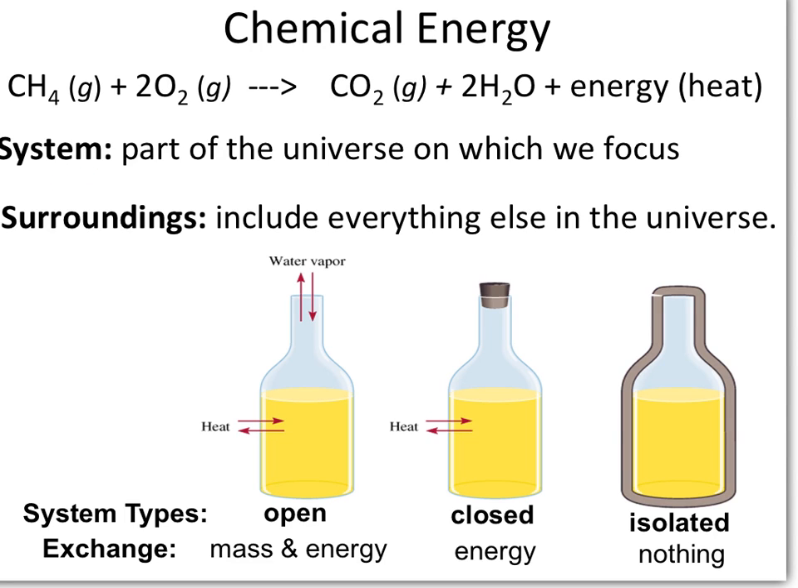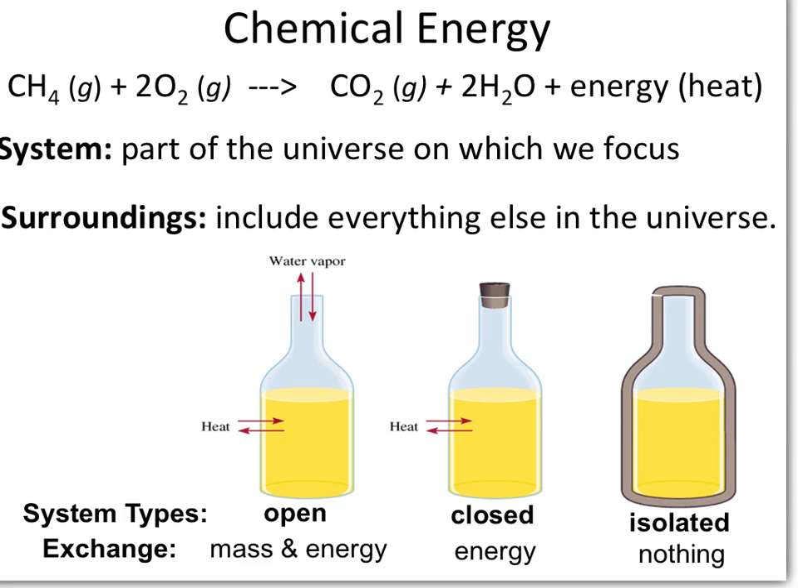A system is the part of the universe on which we're focusing. So the system might be the container in which the reaction is occurring. And usually for chemical reactions, it is the container in which the reaction is being held. The surroundings include everything else in the universe, everything that's surrounding whatever we're focusing on.